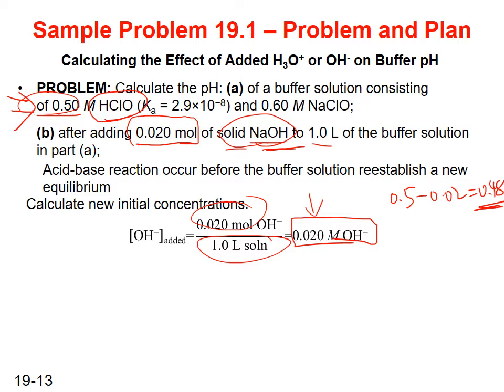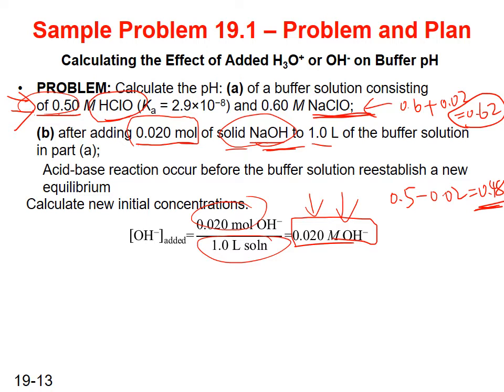But also notice that when the weak acid reacts with hydroxide, it will produce the conjugate base. So this will increase. The increase should be the same amount as the hydroxide added. And so it should be 0.6 plus 0.02, giving you 0.62. So that's the new concentration of the conjugate base in the buffer solution. Now we do this calculation because the reaction is a simple acid-base reaction, a 1-to-1 ratio.